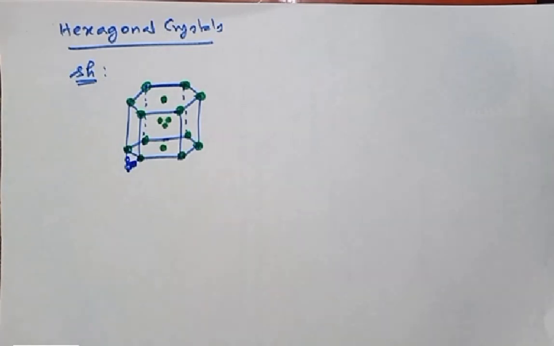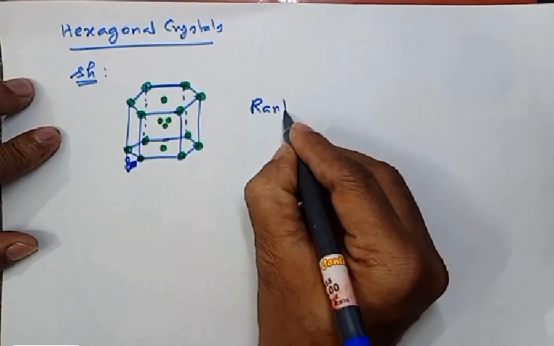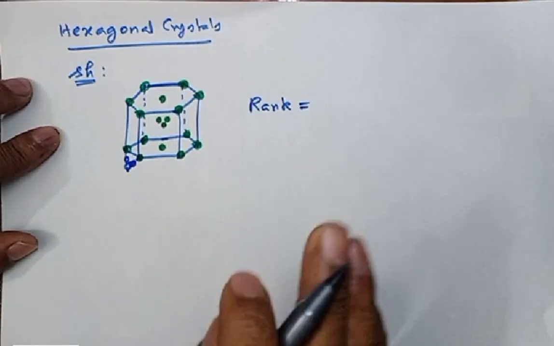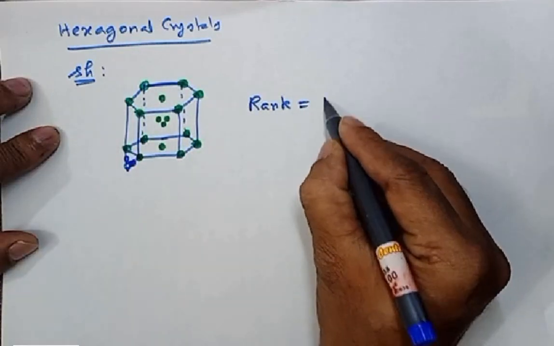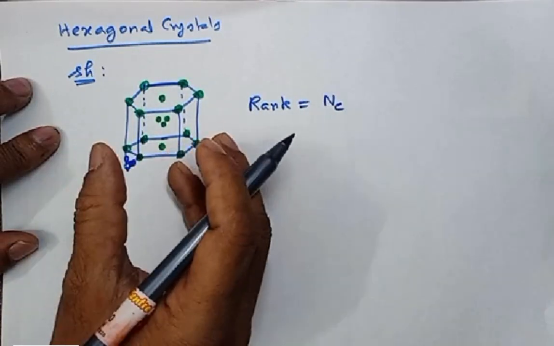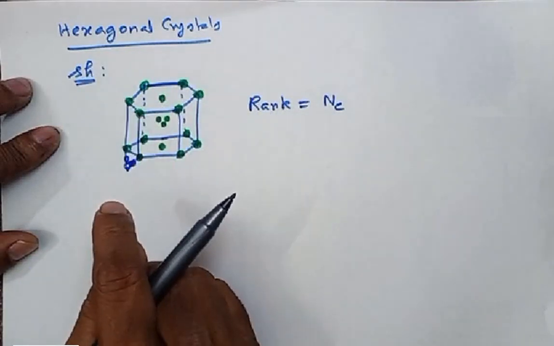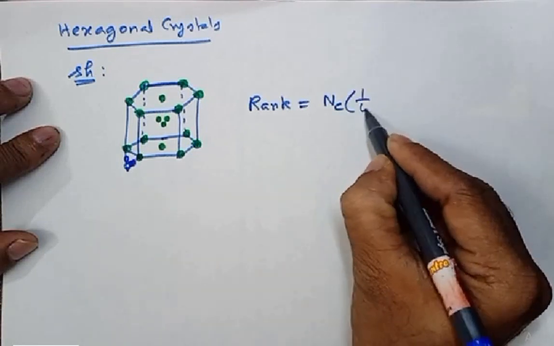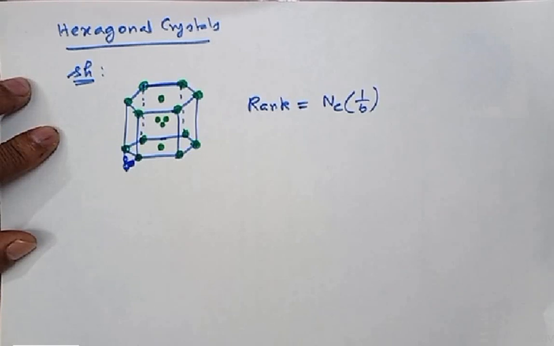What is the rank of this unit cell? Let me write here. Rank. Rank is nothing but the number of atoms per unit cell. So we have corner atoms. In a hexagon, each corner is shared by 6 unit cells, so each atom contributes only 1/6 to 1 unit cell.